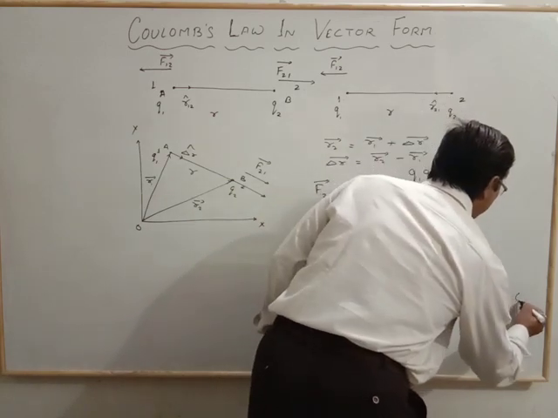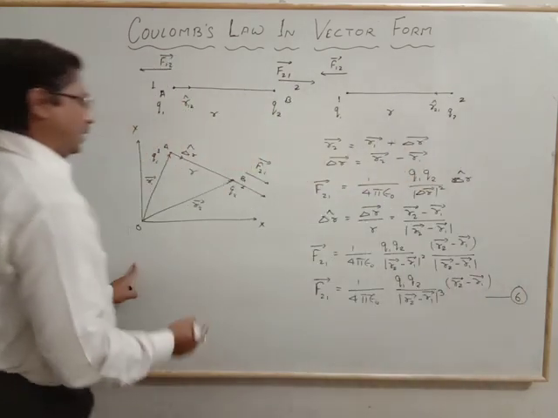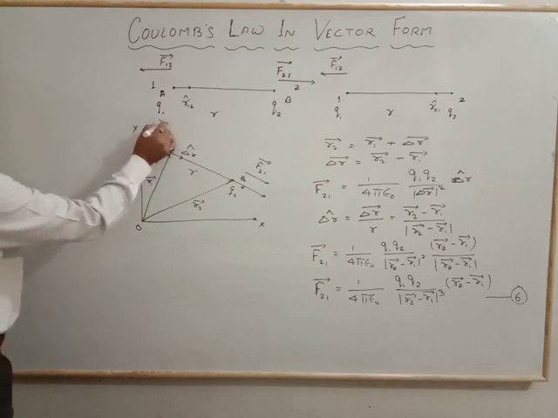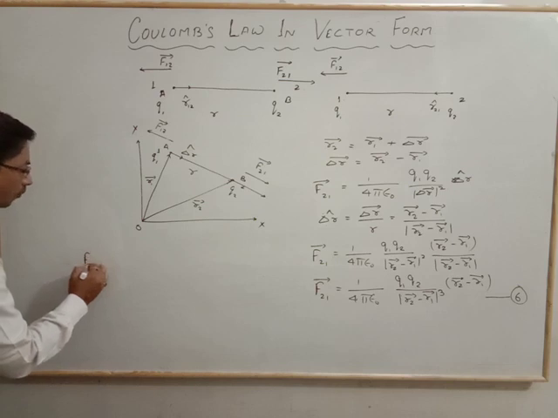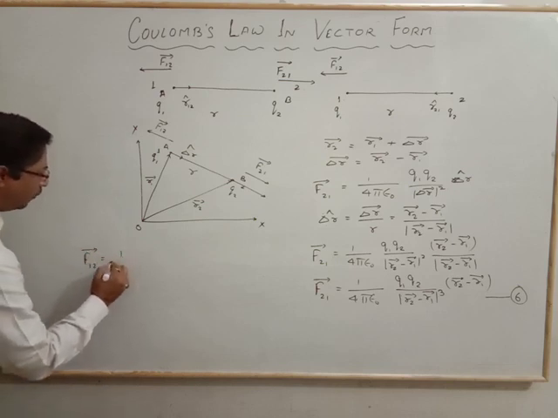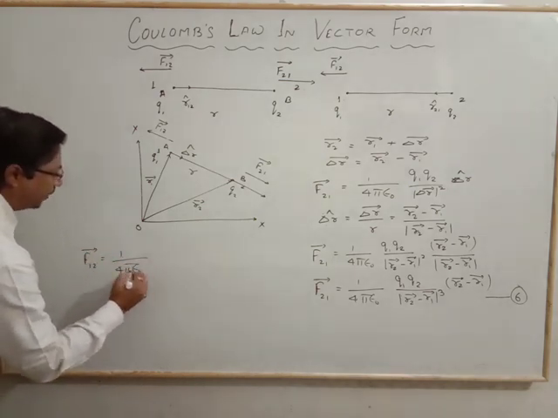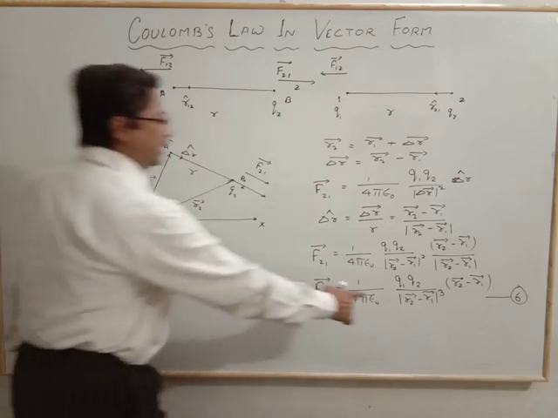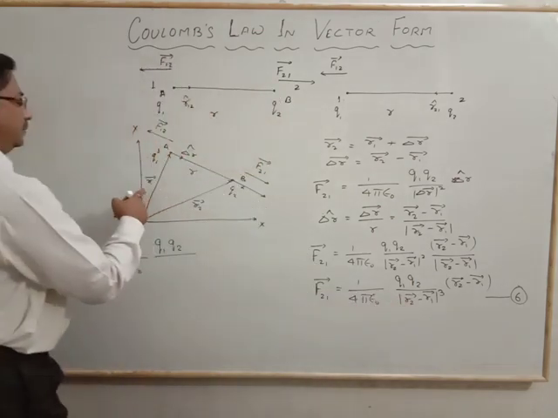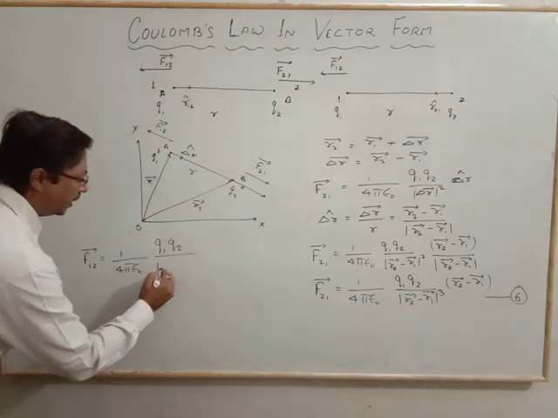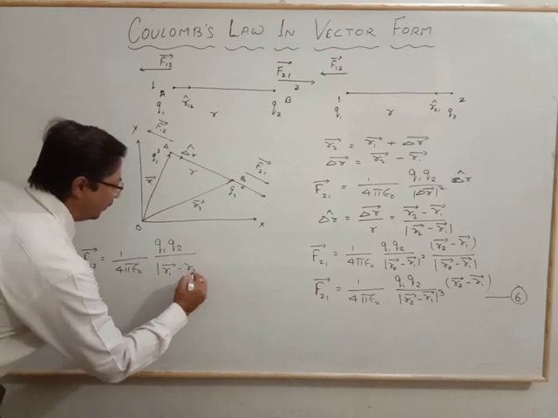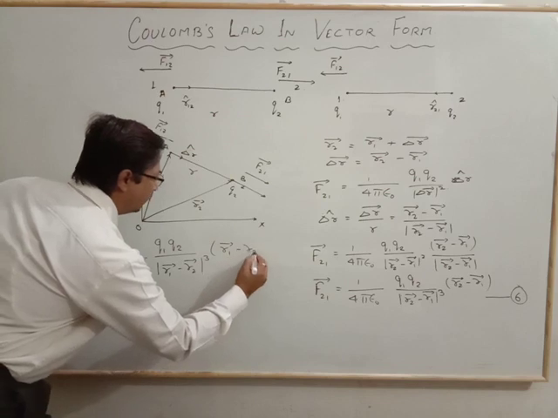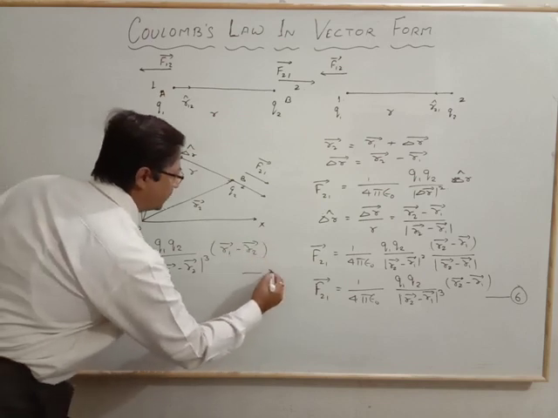and that becomes equation number 6. And similarly we will write the force acting in the other direction, F12, which is represented as 1 by 4 pi epsilon naught q1 q2 by, in place of this we will write R1 vector minus R2 vector whole cube, into R1 vector minus R2 vector, and that is equation number 7.